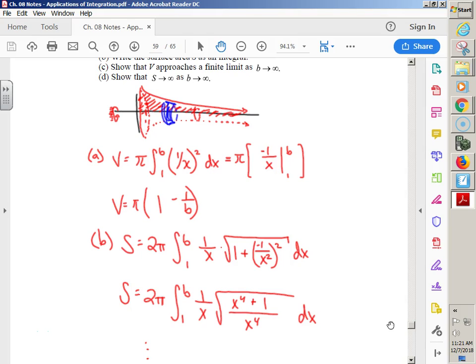This is actually called Gabriel's horn. As you keep on drawing and having b go to infinity, Gabriel's horn has a finite volume. As b goes to infinity, the entire thing is pi. The volume converges to pi. Surface area is a little bit more complicated, though.